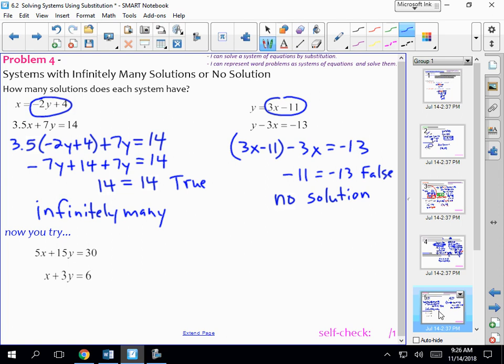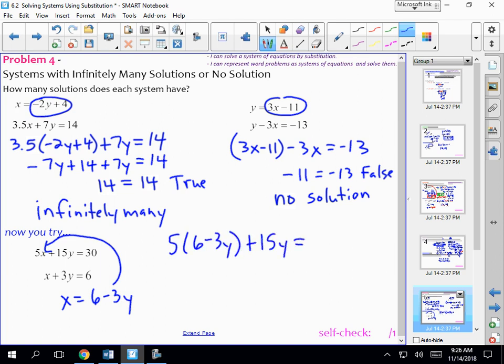Can you tell looking at this one which one this might be? Put the x equals 6 minus 3y in there. 5 times 6 minus 3y plus 15y equals 30. 30 minus 15y plus 15y equals 30. So can you tell at this point? 30 equals 30 is the infinitely many case.